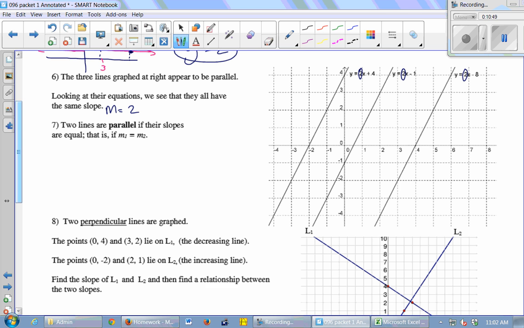And it turns out that two lines are always parallel if their slopes are equal. If they have the same slope, they're parallel. If they're parallel, they have the same slope.